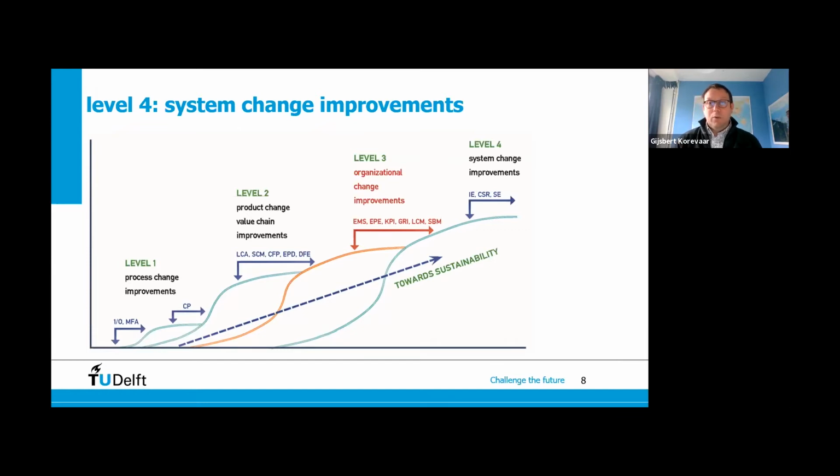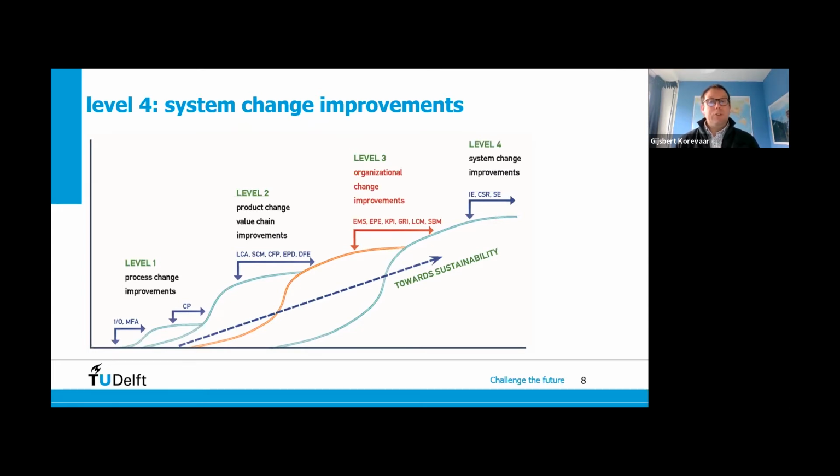And then you see also level 4, in which we say it's not only the industry that might have to change, but even the system around the industry. So the consumers that take the products of the industry, or the government that makes regulation and legislation for the industry. That's the system change that goes even beyond the organizational change and the product change in the value chain. So at level 4 you see abbreviations like industrial ecology, IE, or CSR, corporate social responsibility. Those are things that go even beyond the typical industrial activities.